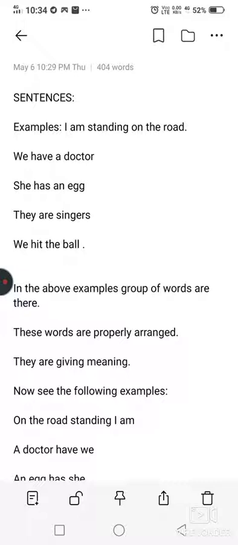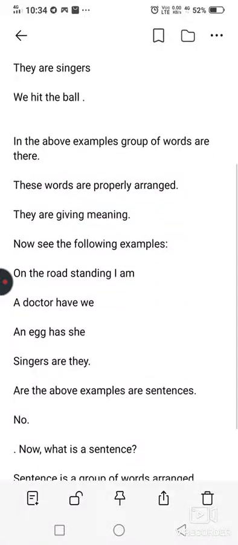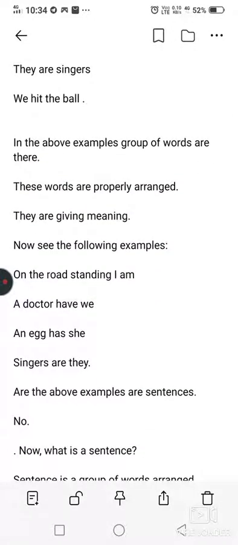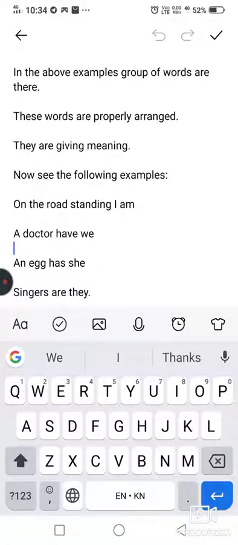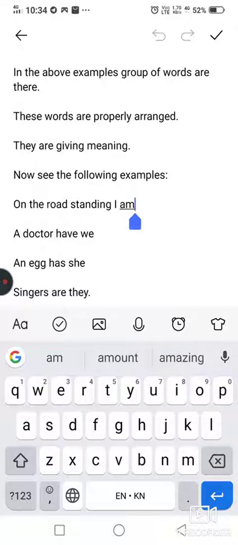In the above examples, I told already, meaning is there, words are arranged properly. But now look at a few more examples here. On the road standing I am. You see here, words are arranged. Whether words are arranged properly here, whether this sentence is giving meaning, is it a sentence? That is the first question. Second, you see, a doctor have we. Is it a sentence? Here words are arranged properly or not, whether this is giving meaning.